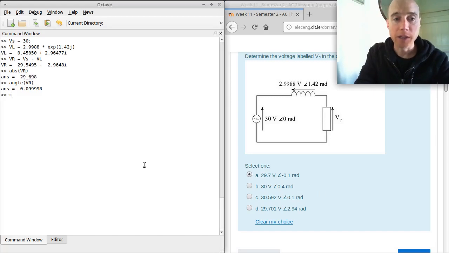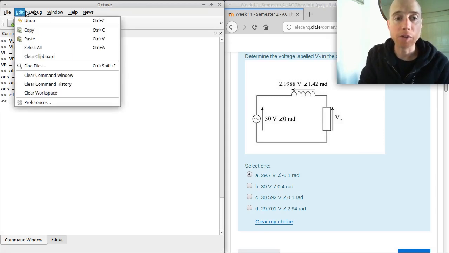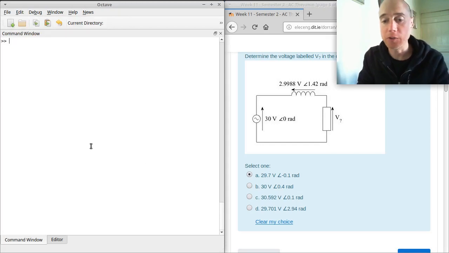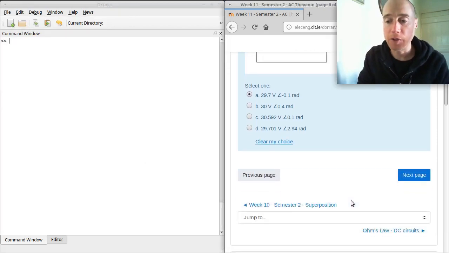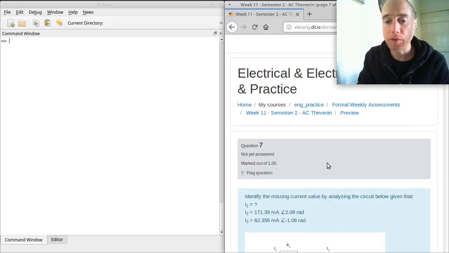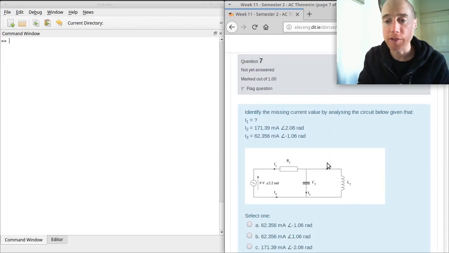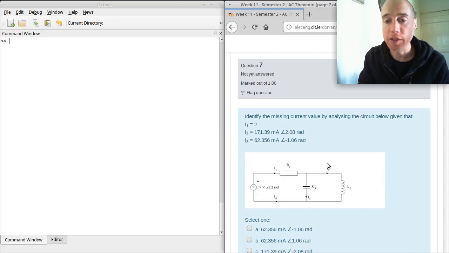Okay, so after I've completed that question, I'm just going to clear to get rid of all of the variables out of Octave's memory. And I will also clear the command window, just to tidy up visually on the screen what we're looking at. I'm going to move on to the next question here. So this one is question 7. Now this is an example of Kirchhoff's current law.